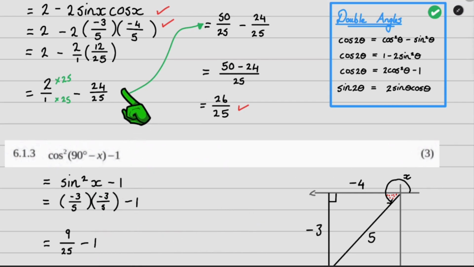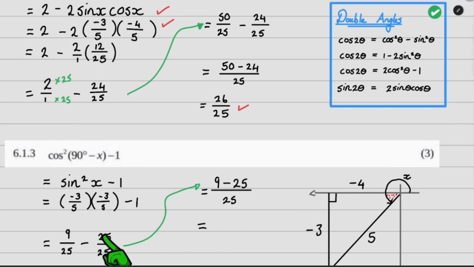Okay, now same story as what we did here. You've got to get an LCD. So I'm going to turn this 1 into 1 over 1, and then times the top and bottom by 25. So it morphs into this, 25 over 25. And then I combine those into one fraction because I have an LCD. And then 9 minus 25 will give me negative 16. And we have arrived at the final answer.